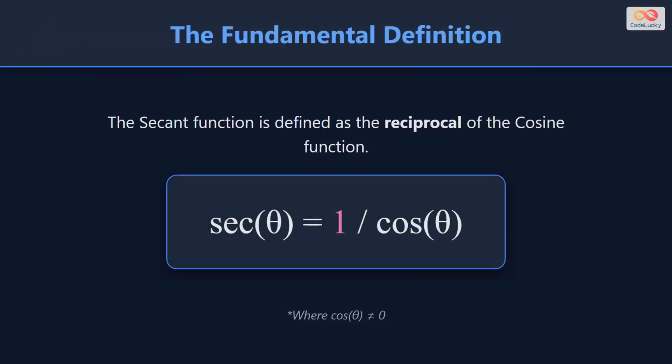Let's start with the most important definition. Secant of theta is defined as the reciprocal of cosine of theta. In mathematical terms, secant theta equals 1 divided by cosine theta. This means that if you know the cosine of an angle, you simply flip that fraction upside down to get the secant. Note that this function is undefined whenever cosine theta is 0, because we cannot divide by 0.